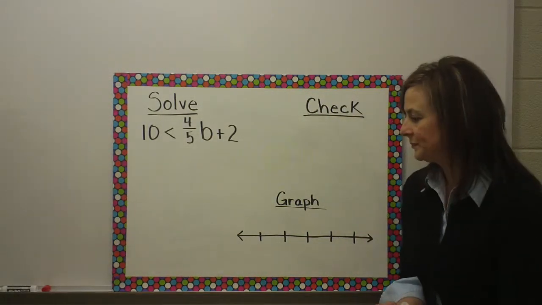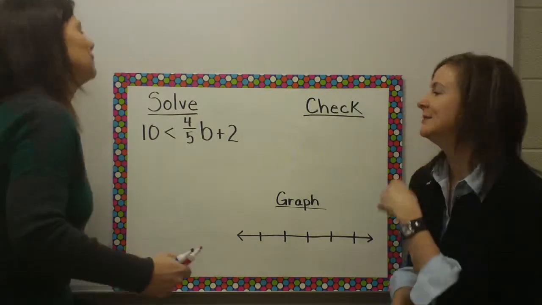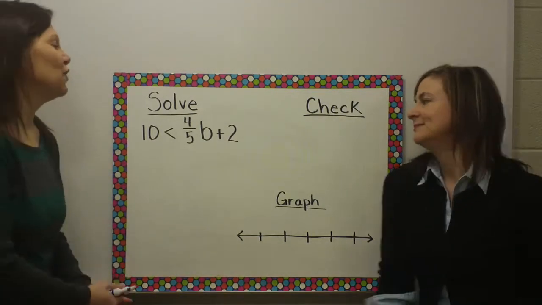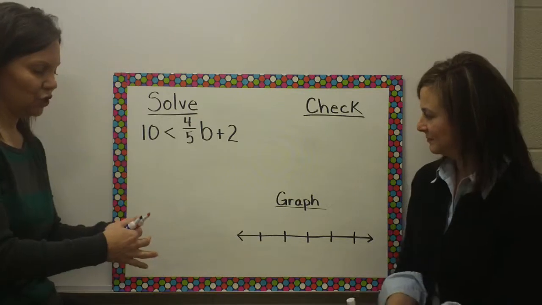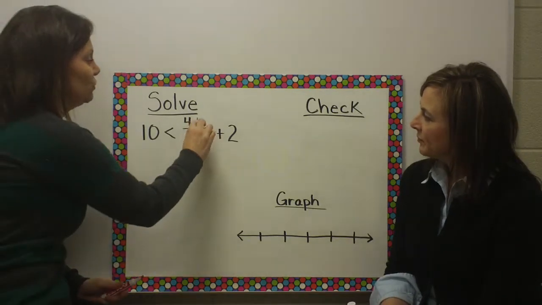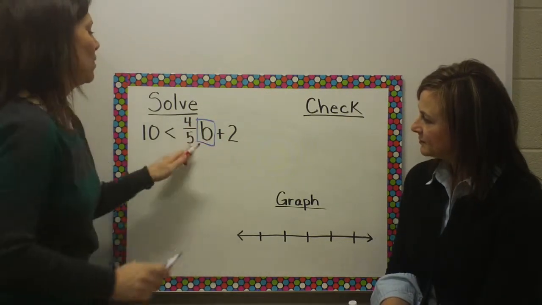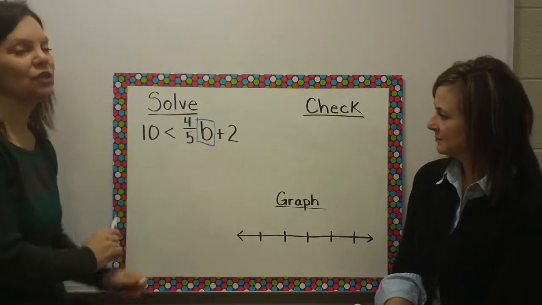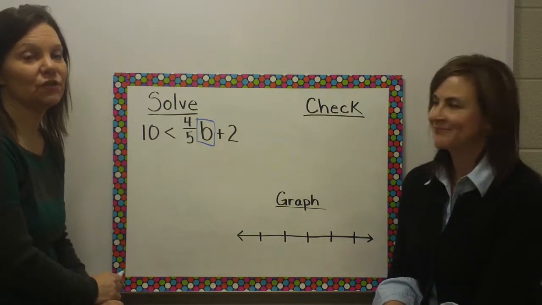All right, last problem, Mrs. Armentrout. We have 10 is less than 4/5 times b plus 2. So we are going to be isolating our variable. I'm multiplying by 4/5, adding 2. I'm going to undo the addition first.